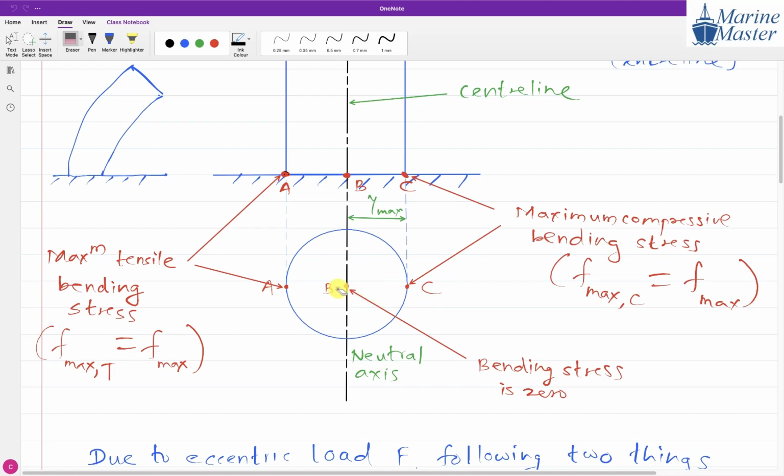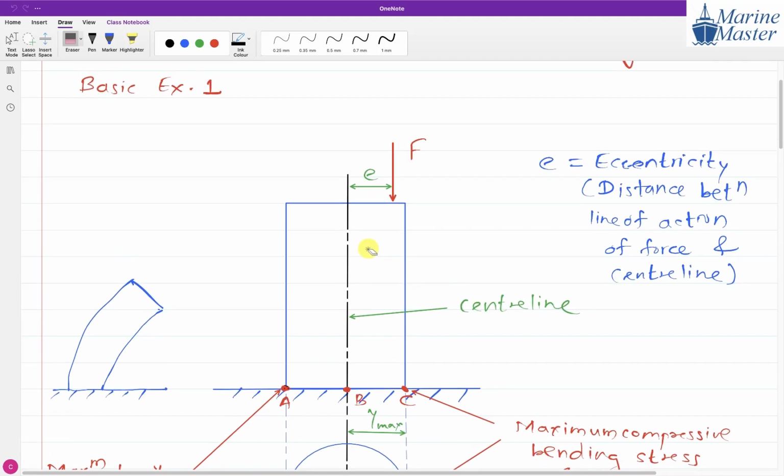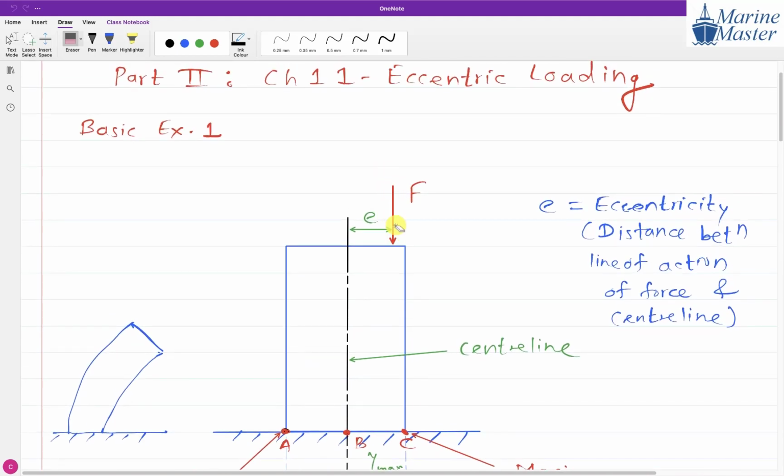Any point on the cross section, the direct stress is the same. You can consider here, here, here, anywhere on the cross section, the direct stress is the same. And the nature of the direct stress here is compressive. Why compressive? The force that we are applying is of compressive nature. So remember this thing.